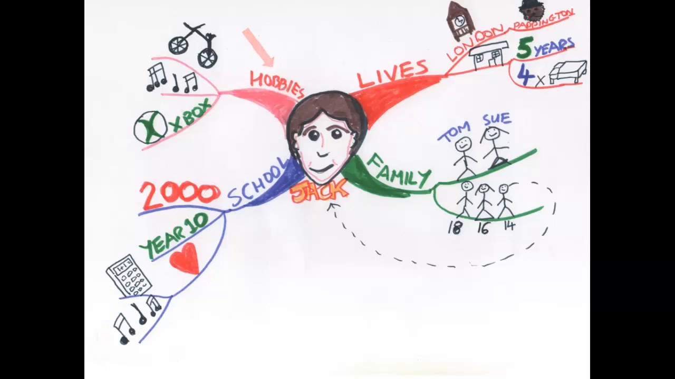In terms of his hobbies, so that's the pink branch, the final branch, he's got 3 main hobbies. The first hobby that he really loves is to ride his bike. He also likes to listen to music in his bedroom, and finally he loves his Xbox, absolutely loves his Xbox. So that's the same information that was in the text, but displayed in a different way, displayed as a visual map.